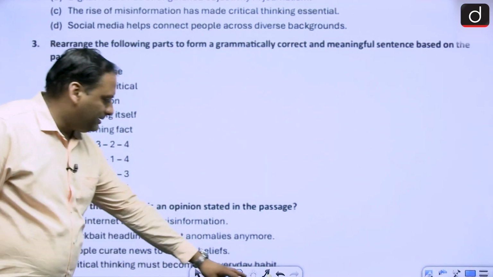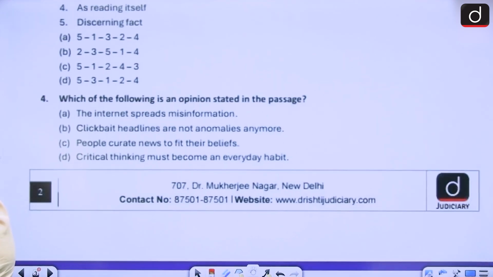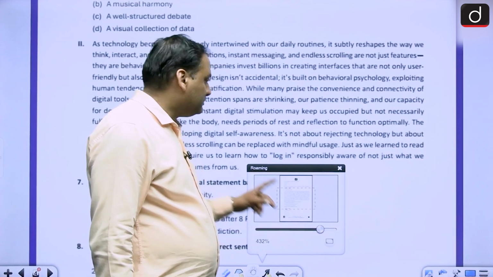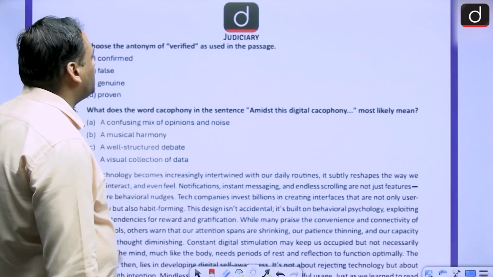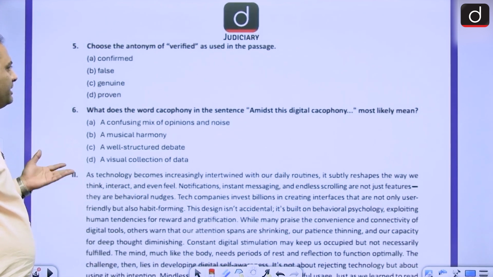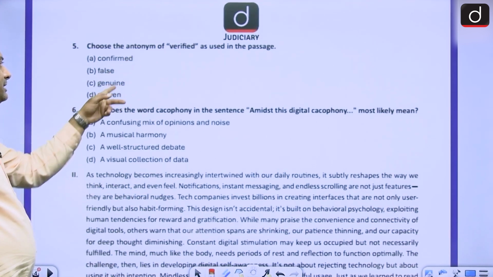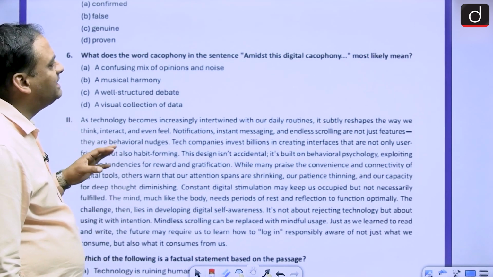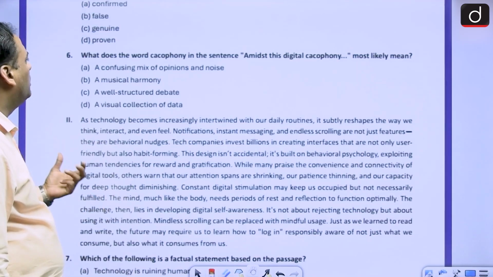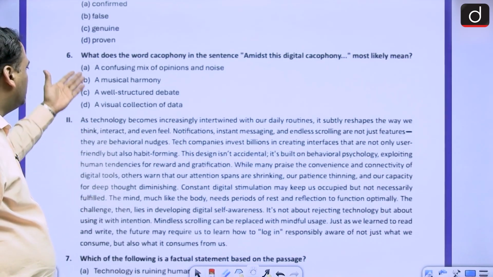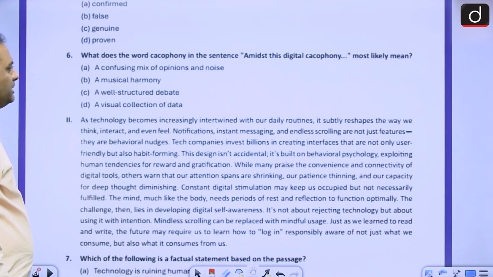Now one more question: which of the following is an opinion stated in the passage? You need to find out which opinion is there in the passage. Two more questions are there. Choose the antonym of the verified word. The verified word will be given somewhere in the passage, so you need to find out the meaning and answer with the antonym. And one more question: what does the word cacophony in the sentence "amidst this digital cacophony" most likely mean? The whole sentence gives the meaning, and you will need to opt for the right one among these options.